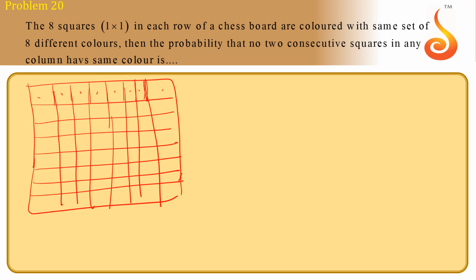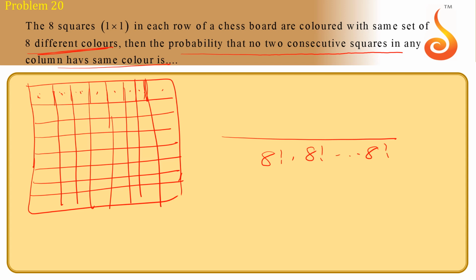So how are we painting? They are giving 8 different colors. Each row we have to paint, because each row will have 8 1 by 1 squares. What is the probability that no two consecutive squares in any column will have the same color? See, the 8 colors you will paint in the first row, no? The same 8 colors you will paint in the second row. So what is the denominator? Can I say 8 factorial to paint the first row, 8 factorial to paint the second row, and so on, 8 factorial to paint the last row.